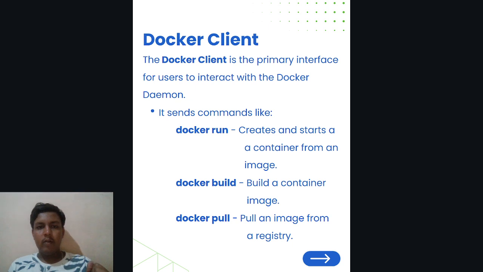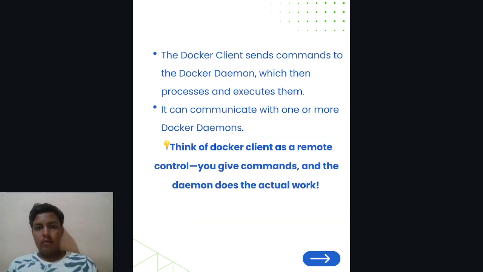Let's see in the next slide what a Docker client is. We have a Docker client, or command line interface (CLI), where we run our commands like Docker run, Docker build, Docker pull or push. With Docker run we create and start a container from an image. When we run Docker build, it builds a container image. The third one is Docker pull, where we pull an image from the registry.